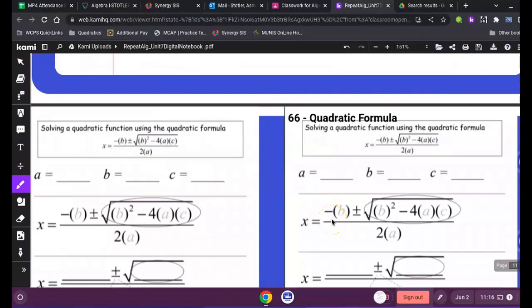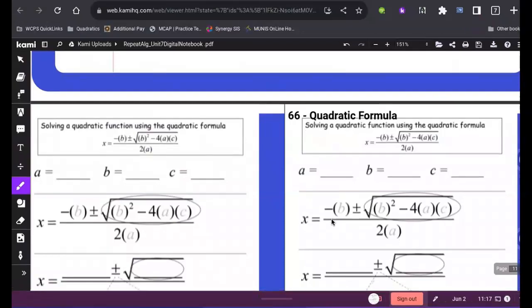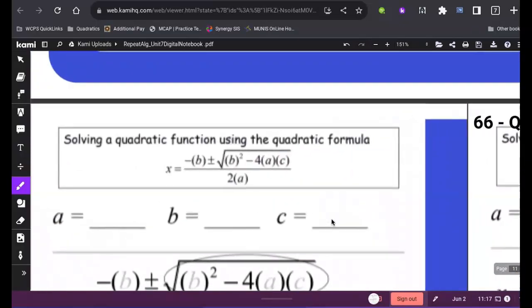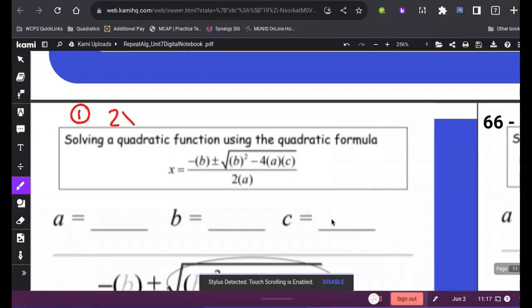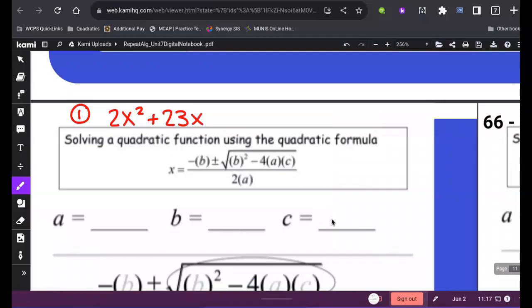All right, so the first equation, we're going to write the equation at the top of the first little quadratic formula template. Above here, we're going to write the equation for number 1. So we have 2x to the second power plus 23x plus 30 equals 0.